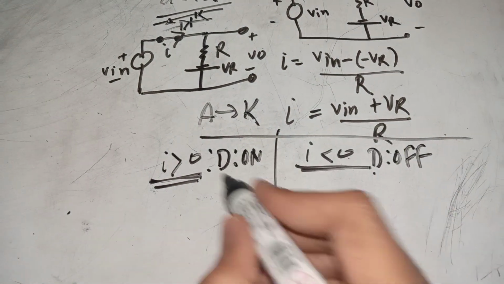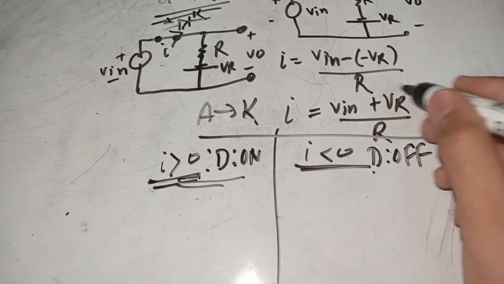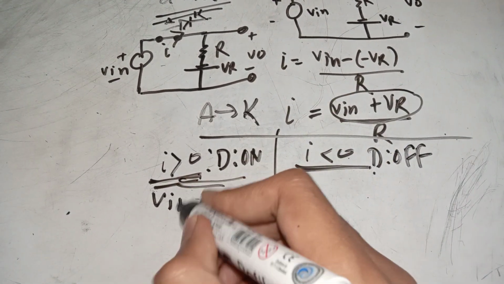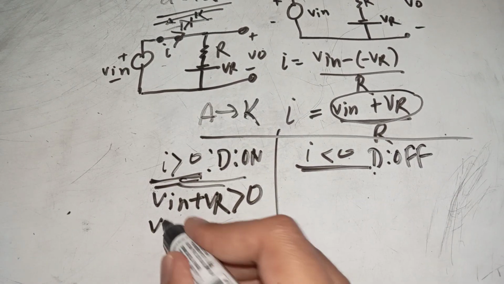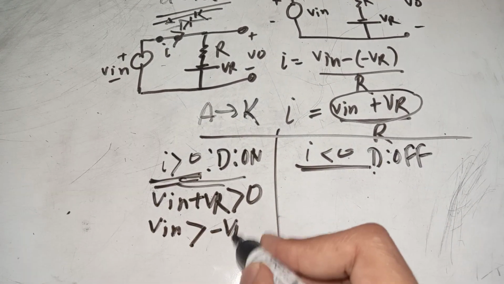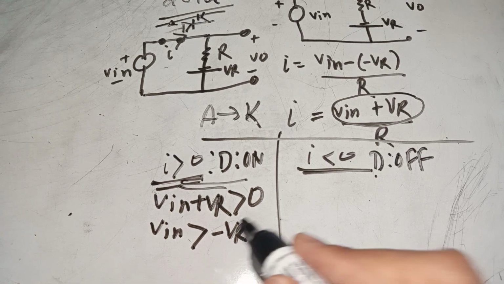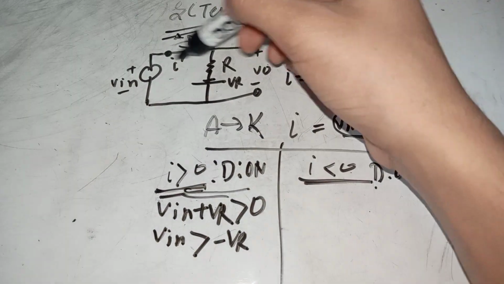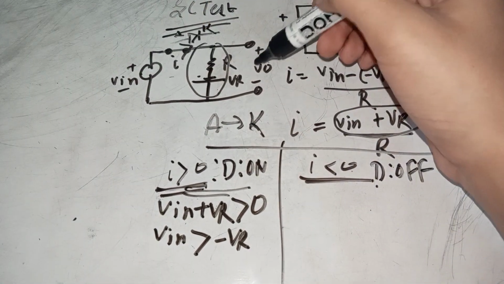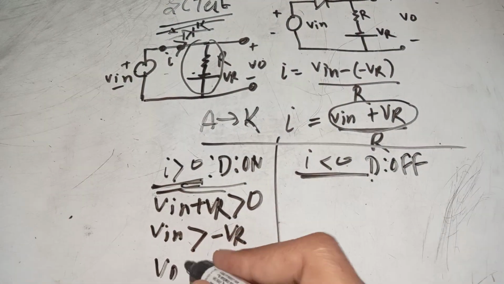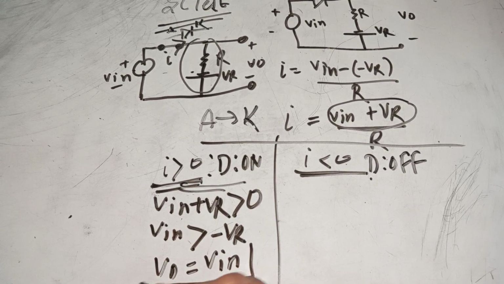Now when the diode is on, that is I is greater than 0, then this sum is greater than 0, right? So that means V in is greater than minus VR. And when this is the case, the diode is short circuit, and these two are in parallel, so V0 will be equal to V in. So when the diode is on, the output voltage equals the input voltage.